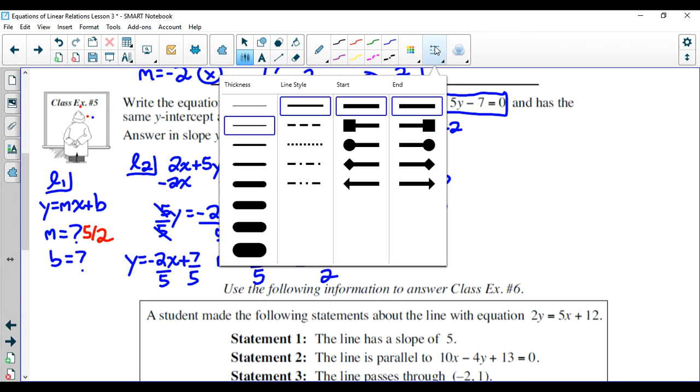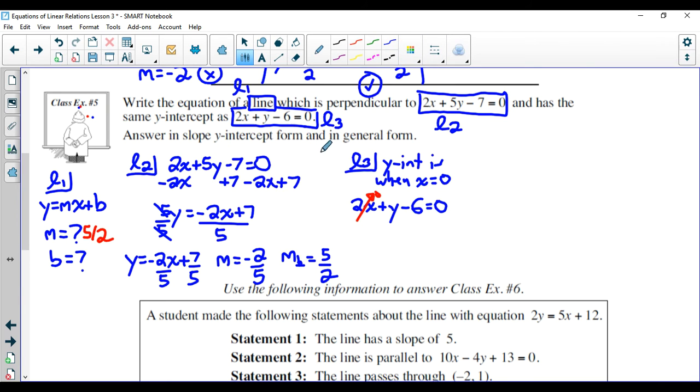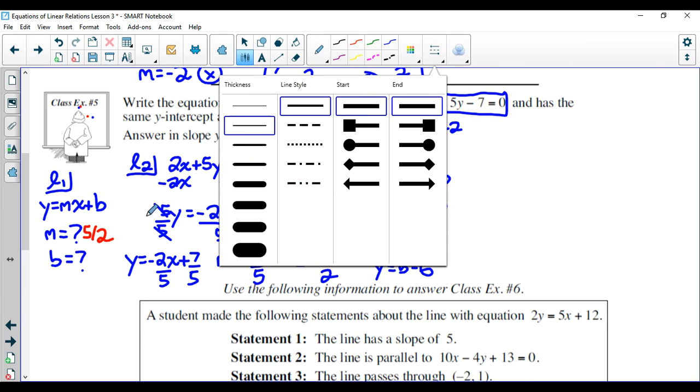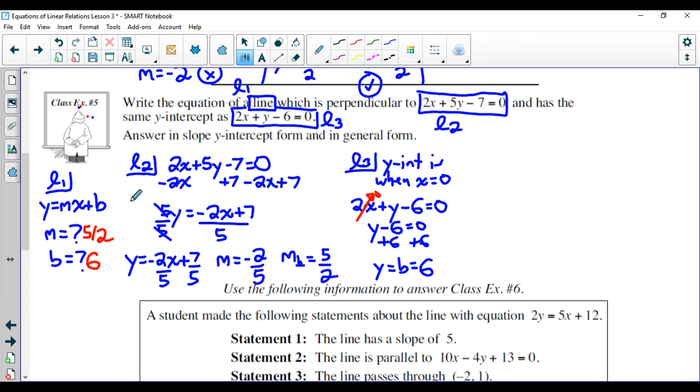So if x is 0, then 2 times x would also be 0. So then you can write this out. We'd have y minus 6 equals 0. Solve for y, so you add 6, and then you'd have the value of y, which is the y-intercept, so the value of b, and that would just be equal to positive 6. Therefore, over here, we can now fill that in. So now we know that the y-intercept of my line 1 is the same y-intercept of this one, which is going to be equal to 6.